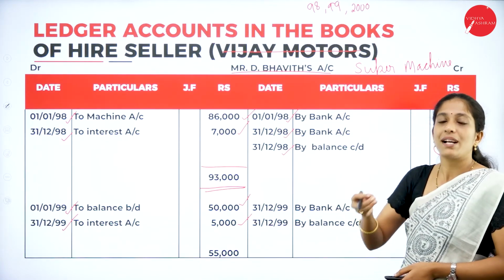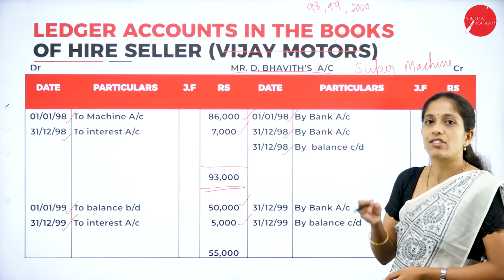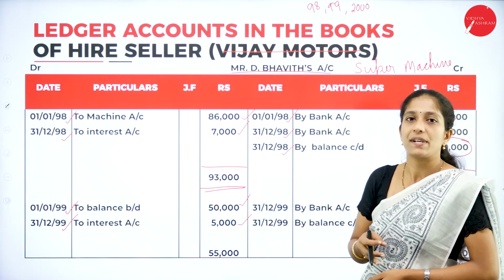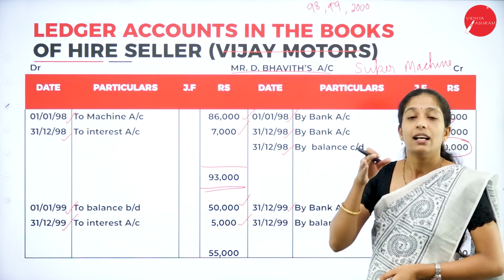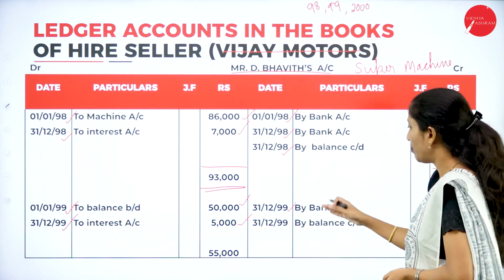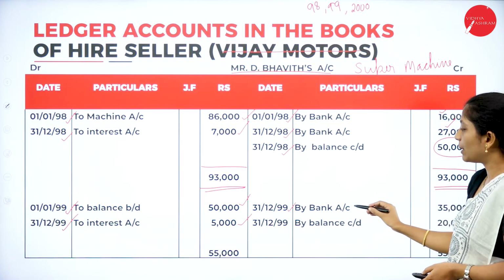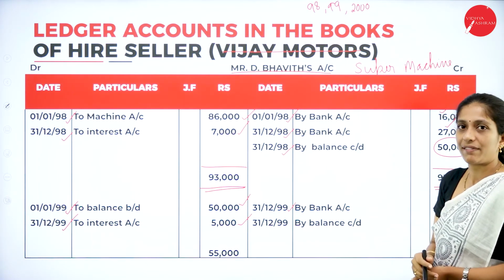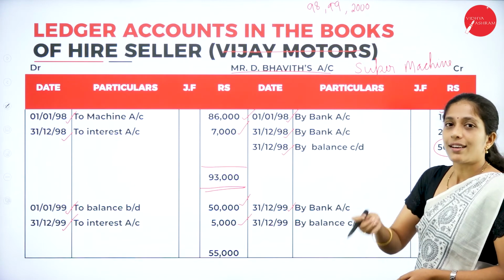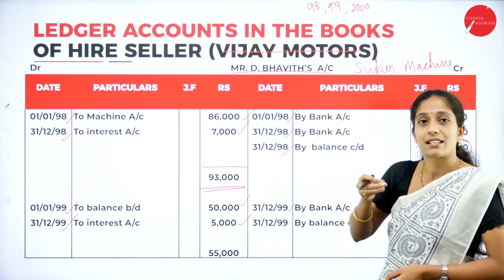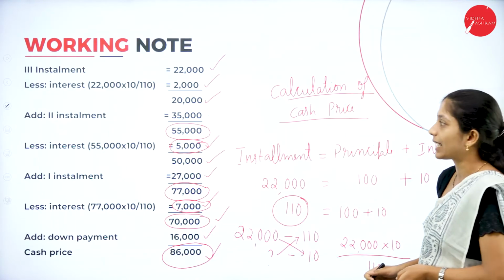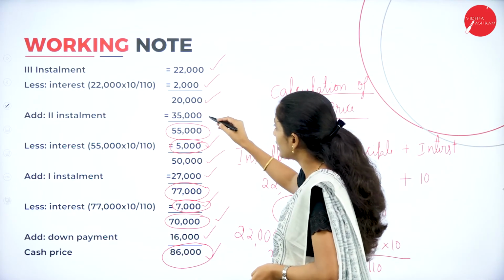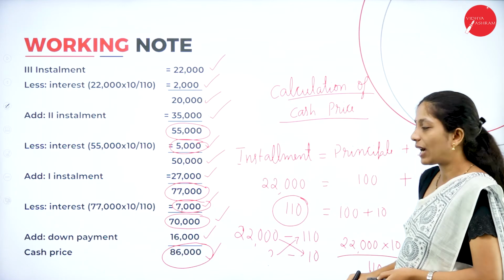Next, installment received. Right? So what is the entry? Bank account debit to hire purchaser account. That is 31st 12/1999, at the end of the financial year, by bank account. So your entry will be bank account debit to Mr. D. Bhavit's account. So here the hire seller is receiving the amount, right? So by bank account. Now what is the amount for the second installment? They have given in the question itself, that is 35,000.